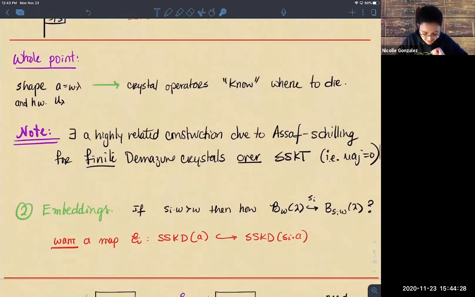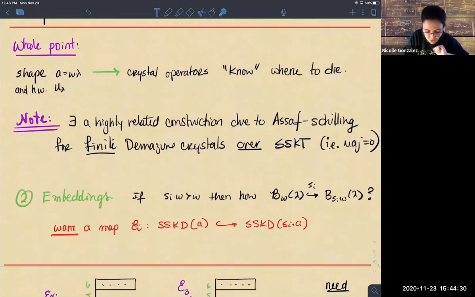But before that, I forgot, basically the whole point of this is that the operators know where to die. Let me just say, because this is important, that this is not the only construction of Demazure crystals that exists. There is a model for Demazure crystals that predates our model, and that is due to Assaf and Schilling. However, what they did is only for finite Demazure crystals, so ours includes the affine case. And they defined it over, actually, let me just say this, with maj equals 0.